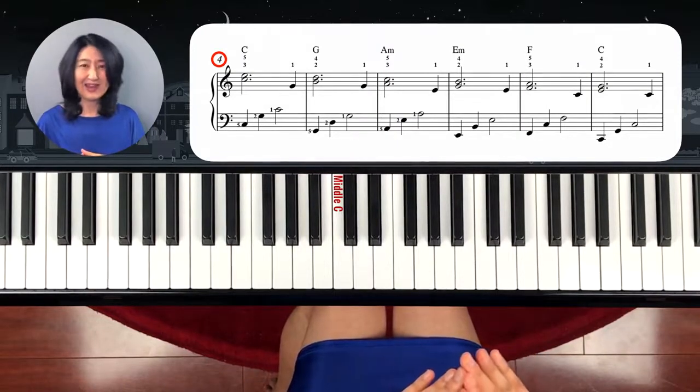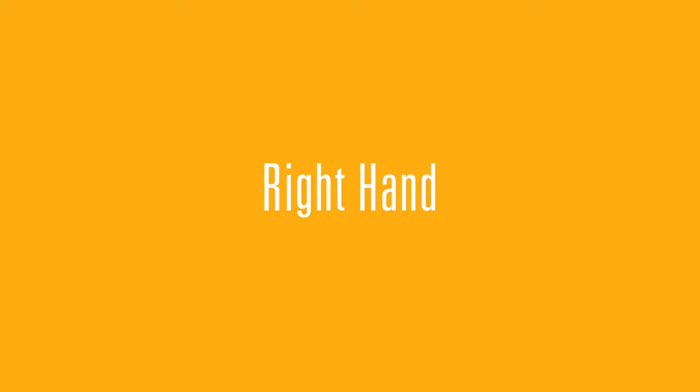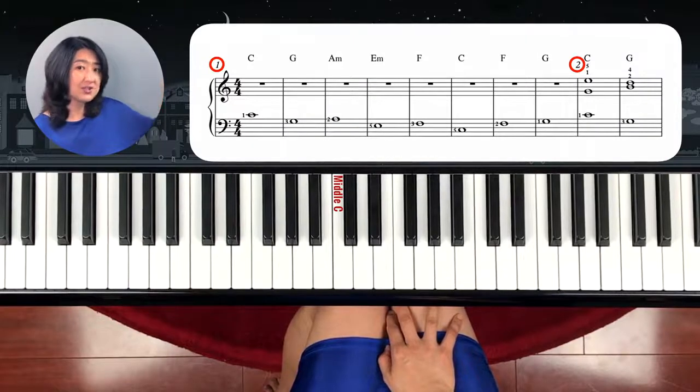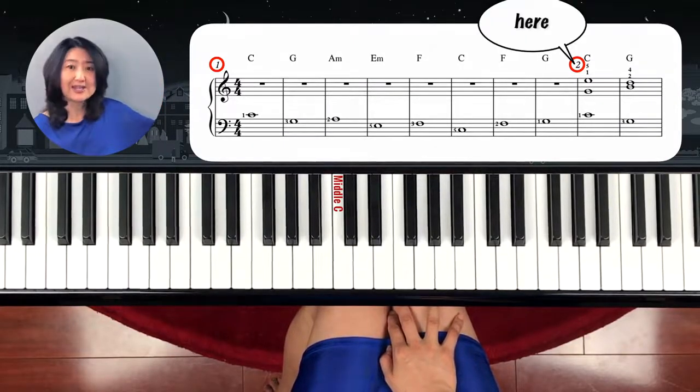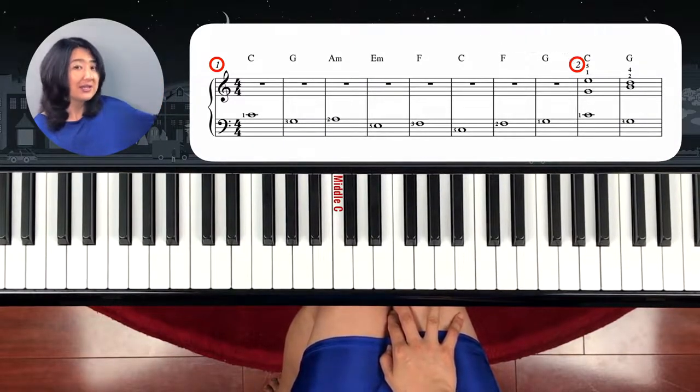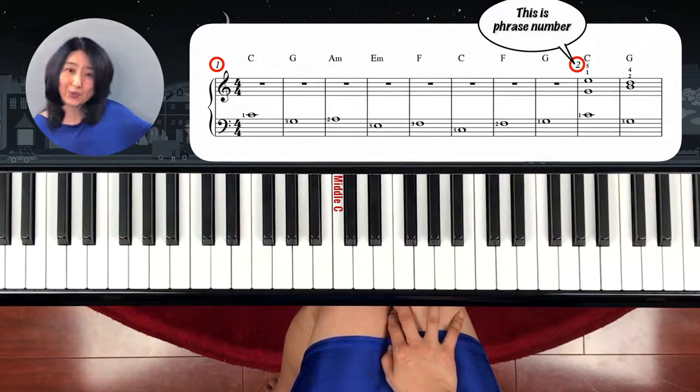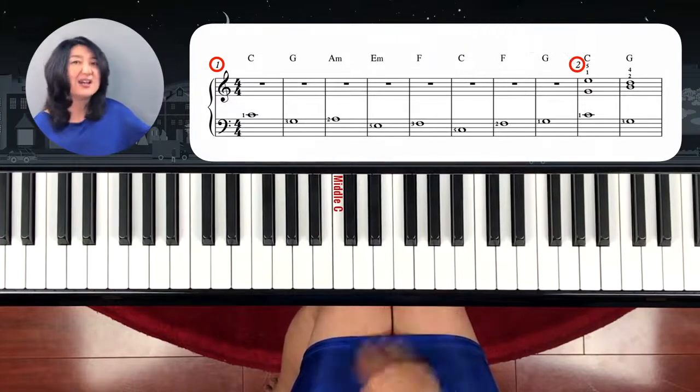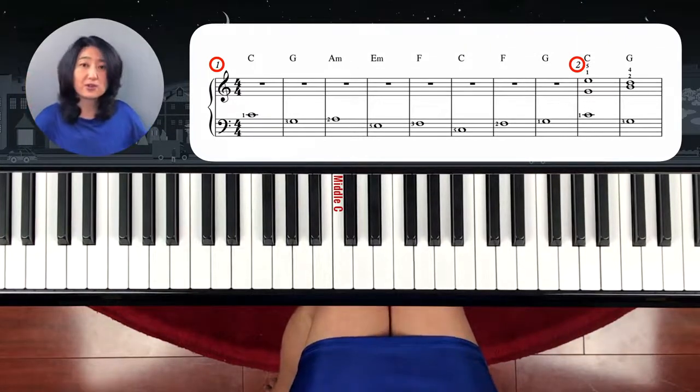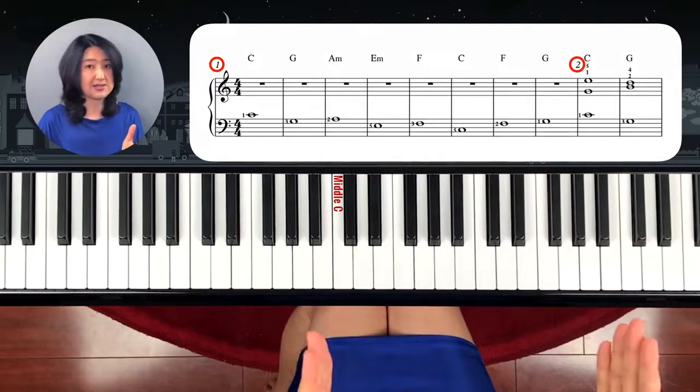Let's see the right hand. The first line, do you see the number 2? Yes, that's the second phrase. The number stands for the phrase number, not the measure number. I didn't write the measure number. Instead, I wrote the phrase number so that you will find which phrase it is. It just repeats the same patterns over and over again. So actually, it's easier to go by phrase.